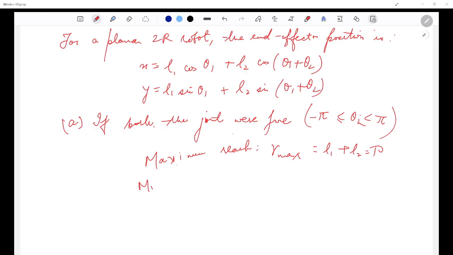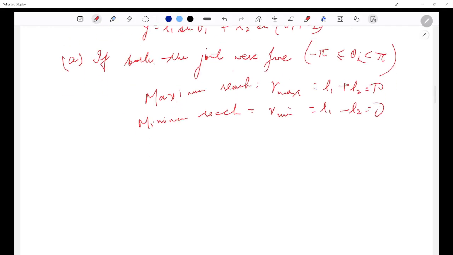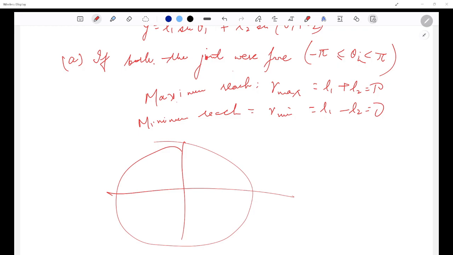And what would be the minimum reach? It would be L1 minus L2 is equal to 0, right? So the minimum I could reach is myself, the origin, and the maximum I could reach is when both the links do not make any angle with each other and they are in a straight line. Okay, so in this case, the workspace would be a full disk of radius 10, right? But this is not our case.